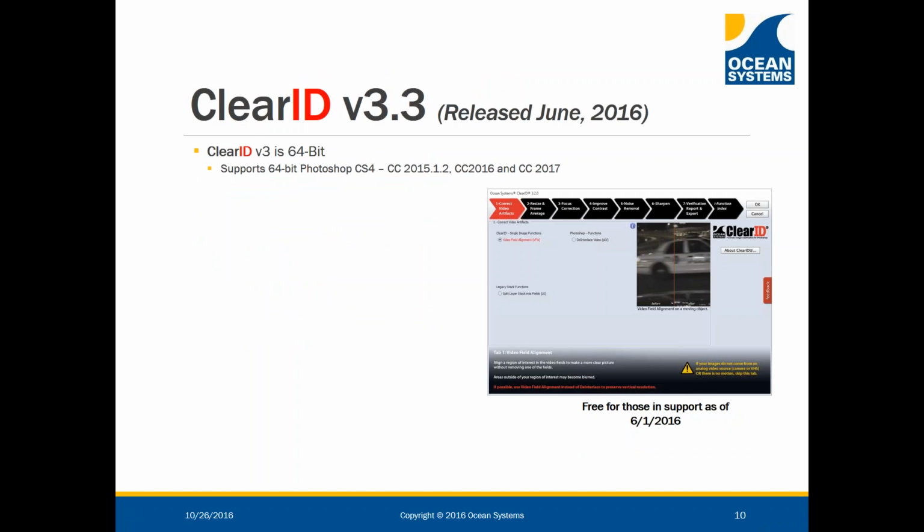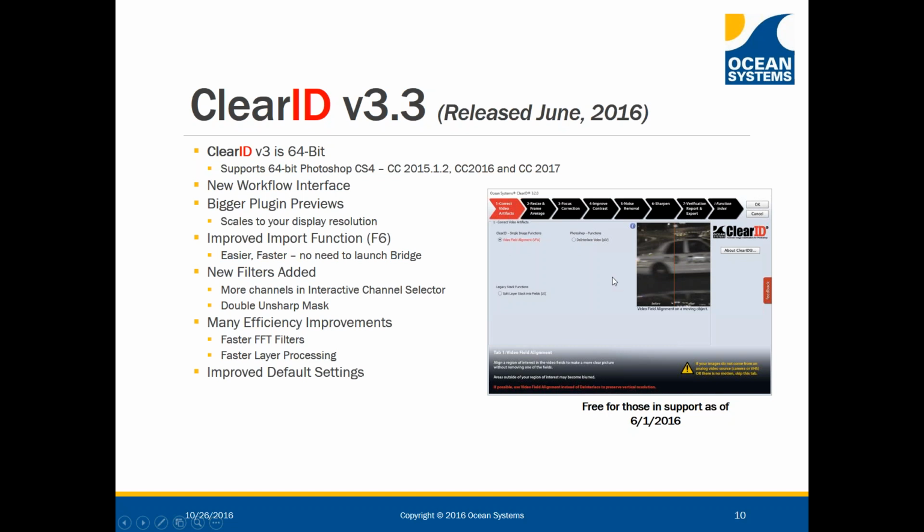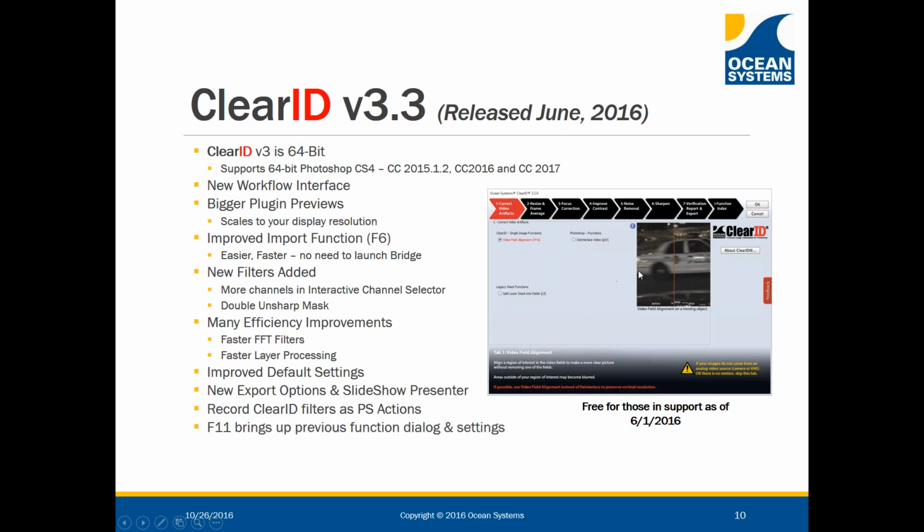ClearID 3.3 we released earlier this year, in June of 2016. For those still running the old 32-bit version of ClearID, 2.64 would have been the latest version. ClearID 3.3 is entirely 64-bit and works in all versions of 64-bit Photoshop from CS4 right up through the next couple of releases. We've actually pre-programmed it that way, so there's lots of room to grow.